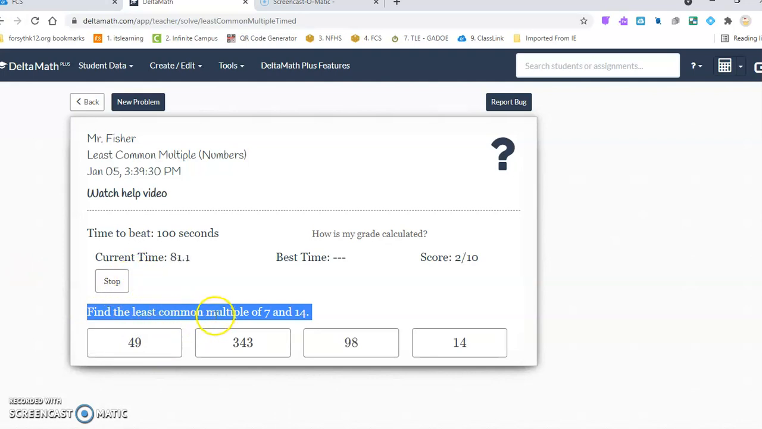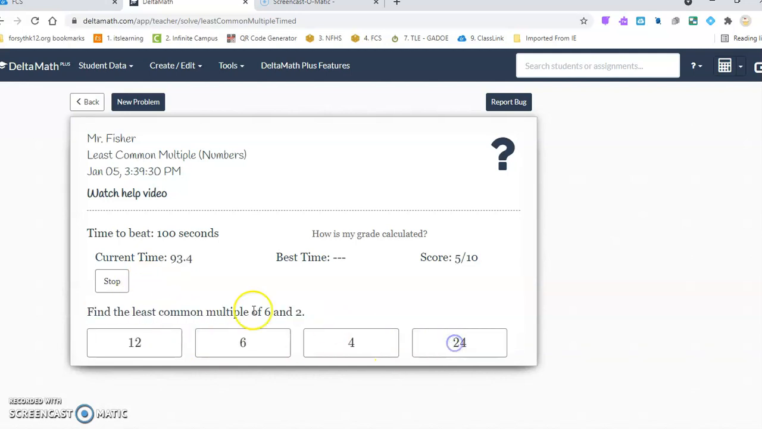All right. Least common multiple of 7 and 14. Well, that's 14 because 7 goes into 14 and 14 goes into that. Least common multiple of 8 and 3, I already did that one. It was 24, so I got a freebie. 14 and 2, well, it's 14. And I'm going to stop. This thing's making me nervous.